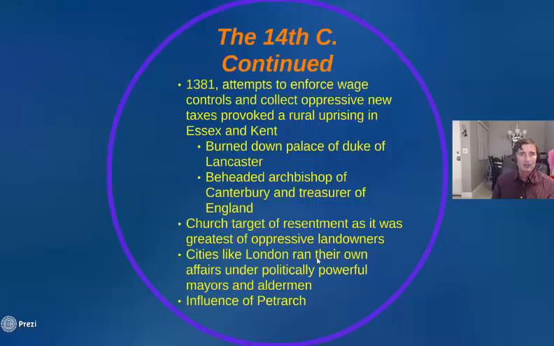But it would be happening with authority figures, even of the church, like the Archbishop of Canterbury and Treasurer of England. And so the church itself was targeted as resentment because it was actually one of the greatest oppressive landowners there was. The church owned a lot of land, and they would milk it for what it was worth. In fact, I remember reading about monks who would be on the roads to collect tolls, and they would basically be like mafia. They would beat you down and take money from you. That's how the narrative goes.